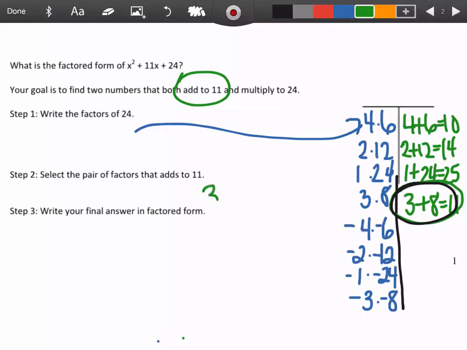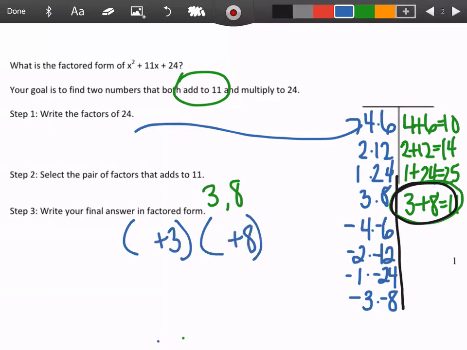So the factors are 3 and 8. And to write our answer, we're going to write the two parentheses. Both of them are positive, so we're going to have a plus 8 and a plus 3. And then separate your x squareds, so it's x times x. Again, we could check our answer by double distribution method or the box method.